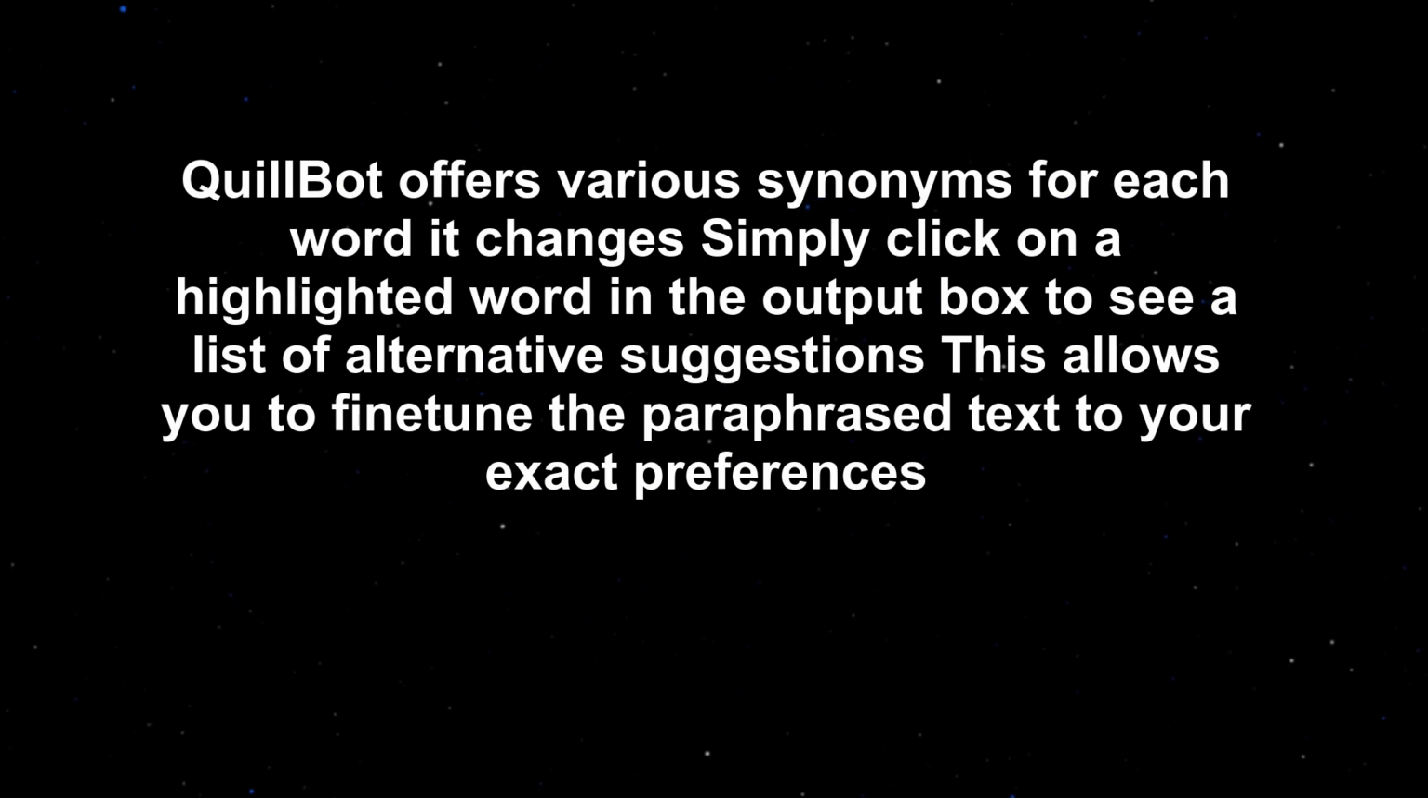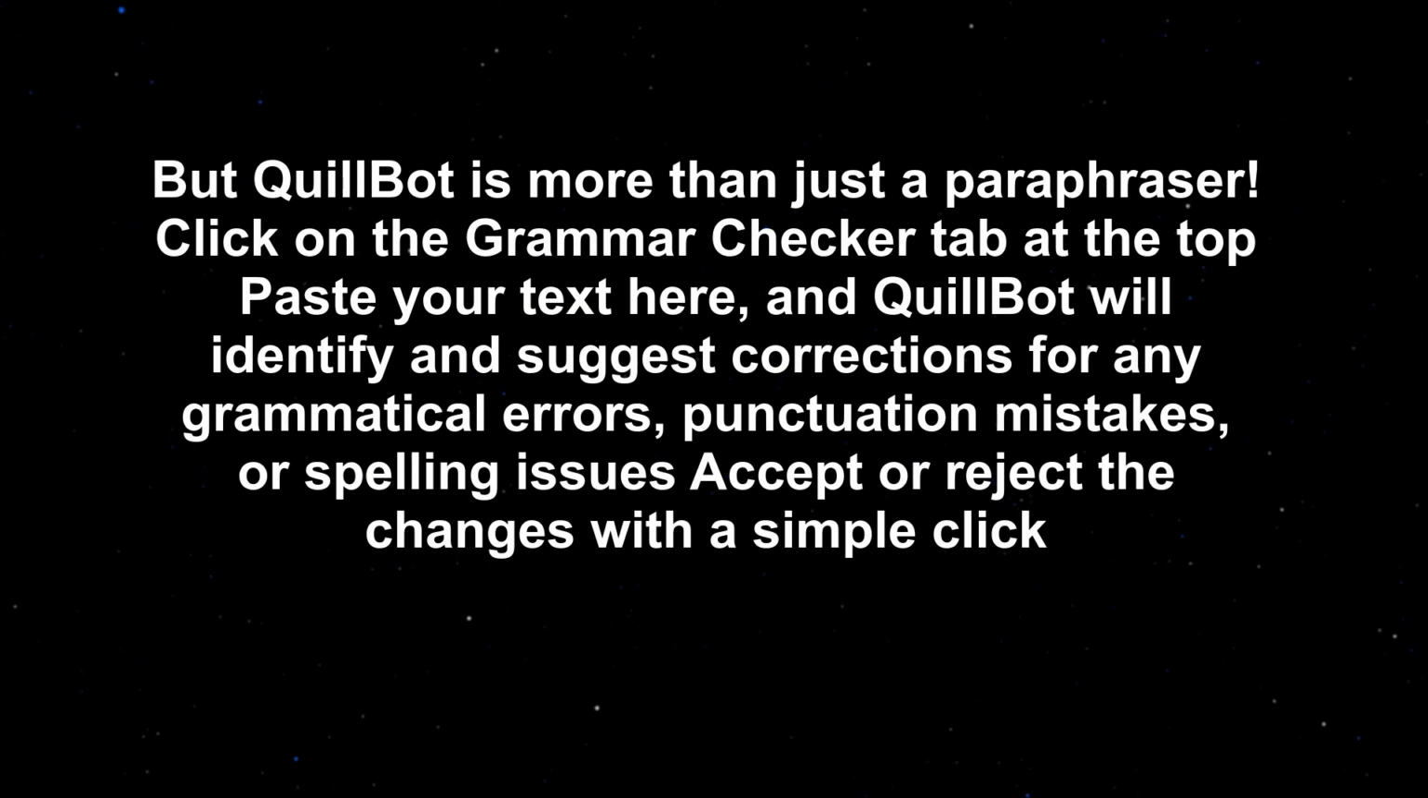QuillBot offers various synonyms for each word it changes. Simply click on a highlighted word in the output box to see a list of alternative suggestions. This allows you to fine-tune the paraphrased text to your exact preferences. But QuillBot is more than just a paraphraser.